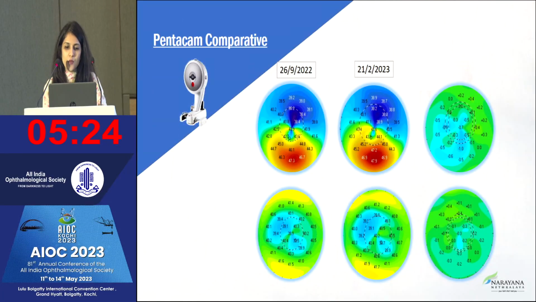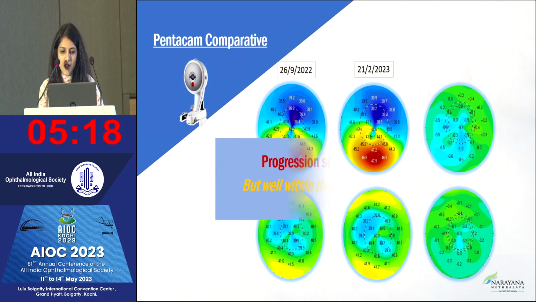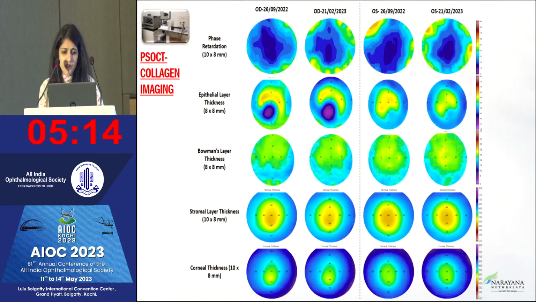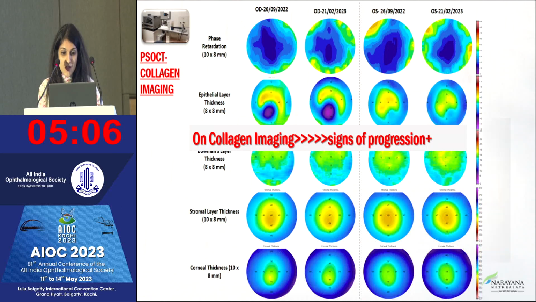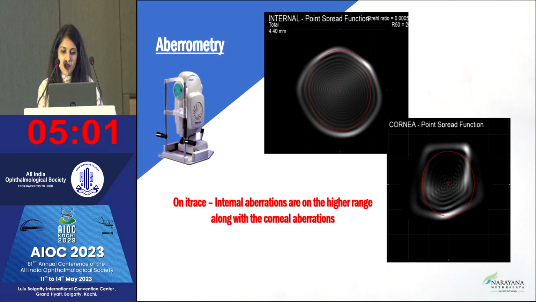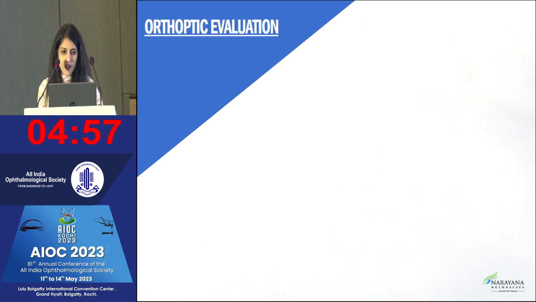So this was what her Pentacam comparative maps looked like between September 2022 to February 2023. And while it was well within the repeatability range and while we could see progression, we also have the PS-OCT, which images the collagen, and that documented progression also. So when we subjected her to aberrometry, we found that the internal aberrations were on the higher side along with that of the corneal aberrations.